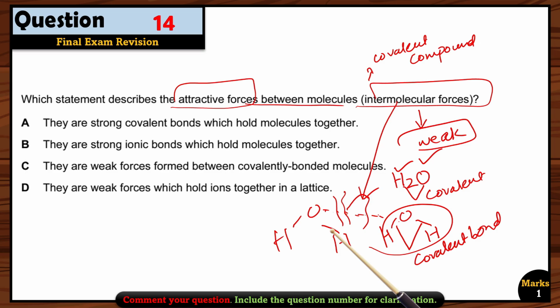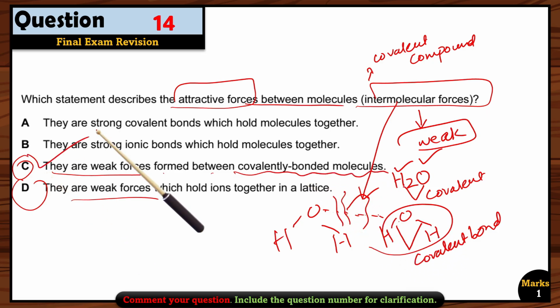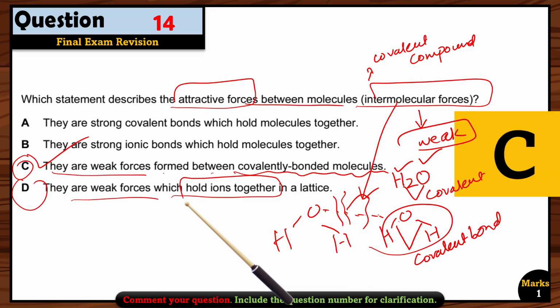Intermolecular forces are always weak. So option C or D can be right because they are weak forces. And where are they present? They are only present in the covalent compounds. No other element or ionic compound has them. So which option is right? They are weak forces formed between covalently bonded molecules. So option C is the right option. They are weak forces that hold ions together? No, that's wrong. They are not present in ionic compounds. So option C is the right option.